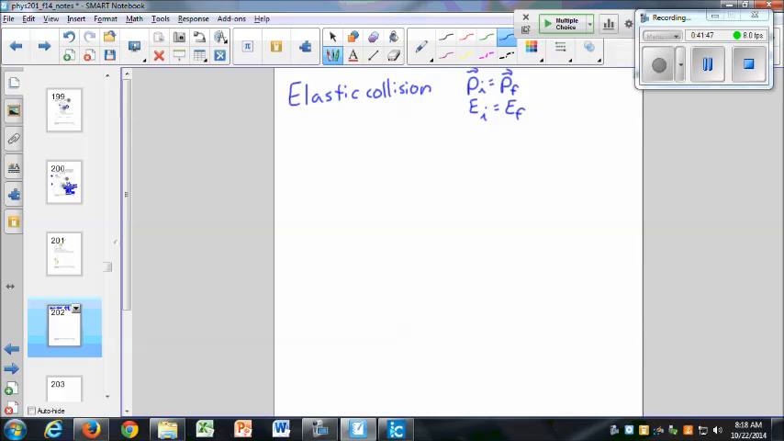So let's say that we have two particles that are colliding. Let's say that I have a 1 kilogram particle that's traveling at 2 meters per second. I'll call this V1 initial. This will be M1. And it collides with a particle that has a 2 kilogram mass, and we'll call this M2. And let's say that its initial velocity, V2 initial, is equal to 0.